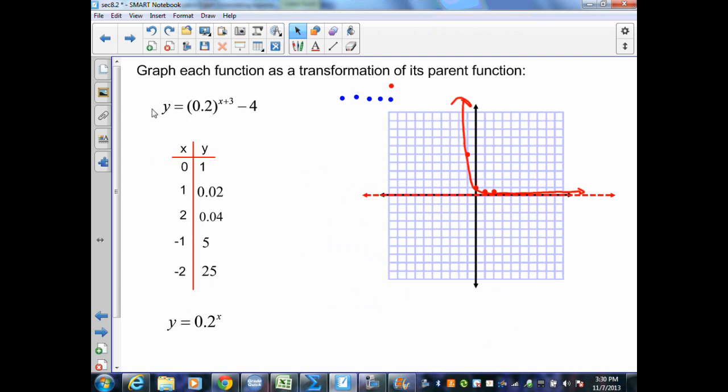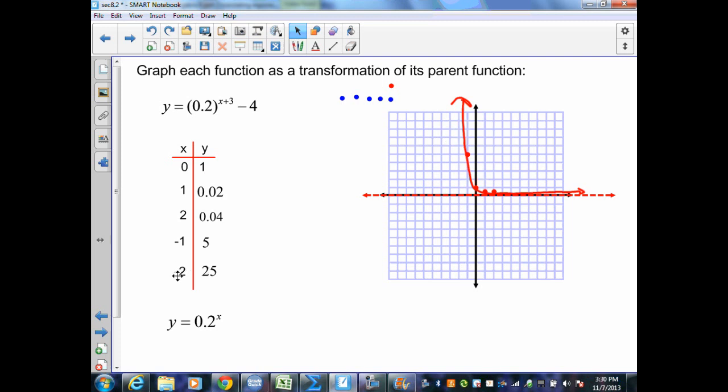Here's another example of translating exponential functions. I'm going to begin by plotting the parent function, which is y equals 0.2 to the x. Here's the associated ordered pairs and the graph. As you can see, 0.2, the b value is between 0 and 1, therefore it is a decay. And what I'm going to do is move this function to the left 3 units because of the plus 3, and down 4 units.